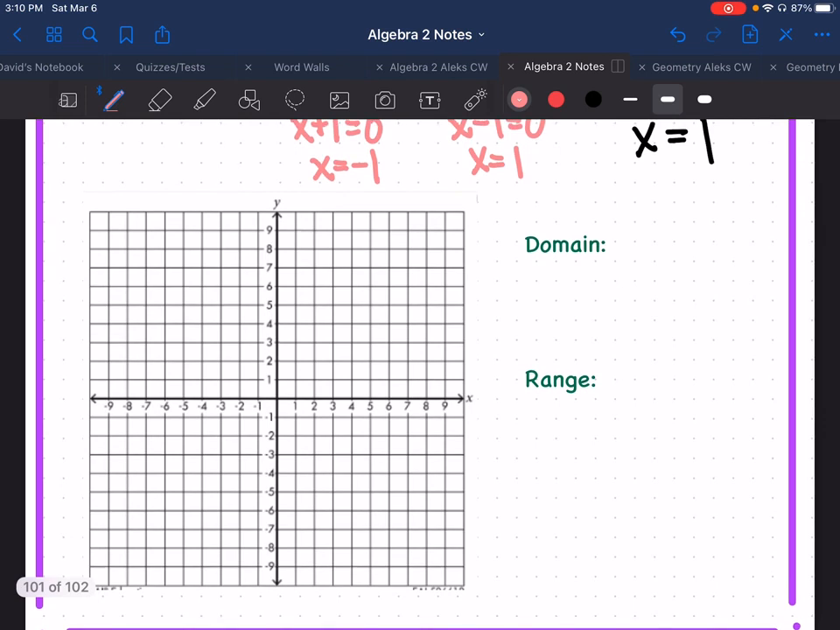All right, let's go ahead and graph them. Here is our first vertical asymptote. There we go. X equals negative 1. Here's our second vertical asymptote. There we go, at x equals 1. Our horizontal asymptote was at y equals 3.